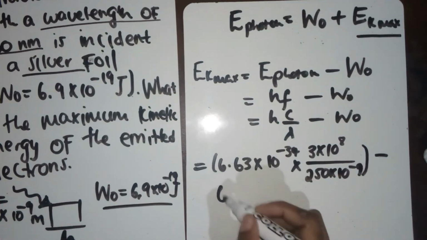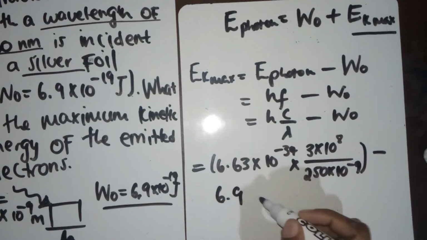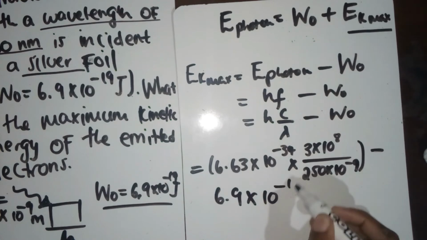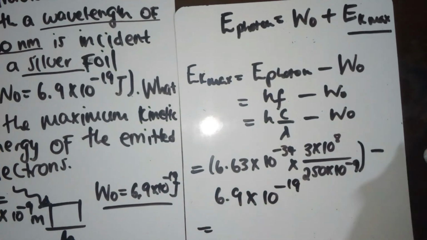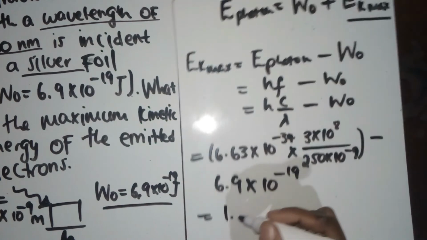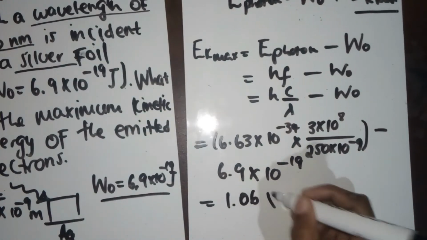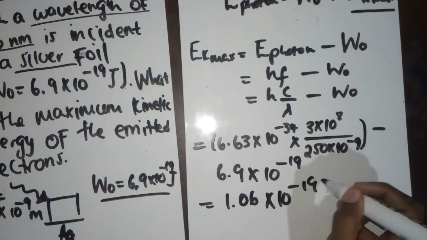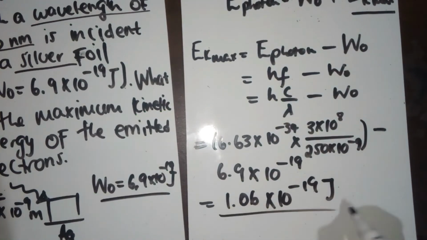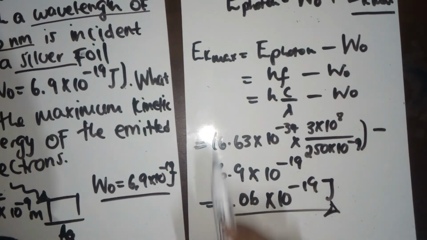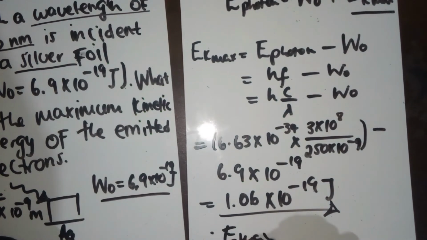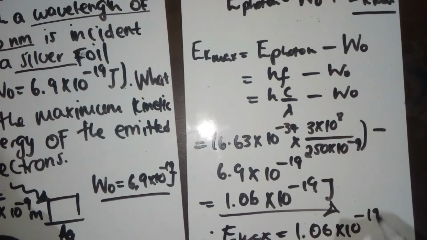What is our work function? It's 6.9 multiplied by 10 to the power of minus 19. And then I think if you put this in your calculator, you're supposed to come to a value of 1.06 multiplied by 10 to the power of minus 19. You can always check these answers with me and see if they are correct. So we've actually found the maximum. So the maximum kinetic energy is equal to 1.06 multiplied by 10 to the power of minus 19 joules.